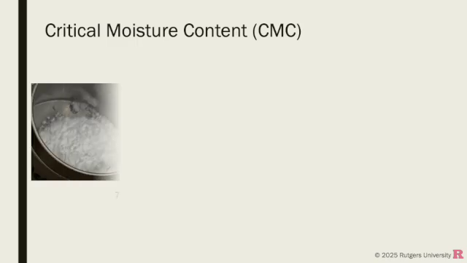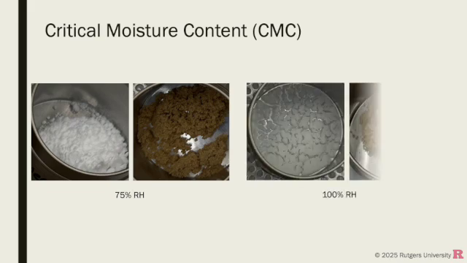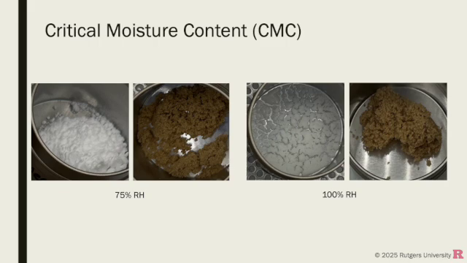The critical moisture content, CMC, of sugar is the point when liquid bridges form, leading to the onset of caking. Once the CMC is reached, too much moisture has been absorbed and the sugar is now clumped and not free-flowing. The CMC of the sugar depends on type of sugar and particle size.